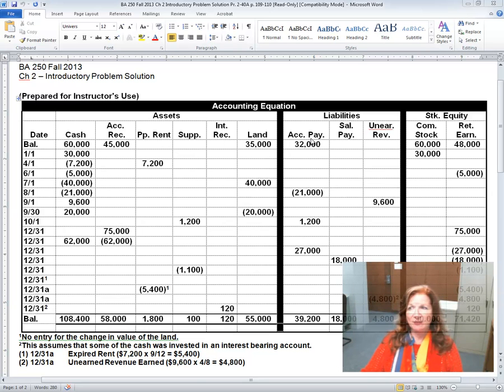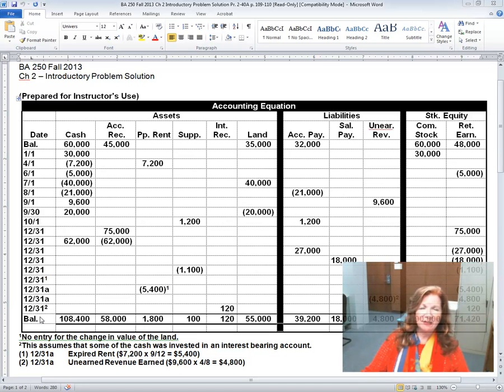Under liabilities, we have accounts payable, salaries payable, and unearned revenues. We have no long-term liabilities. And then under stockholders' equity, we have the contributed capital in common stock, and we have the retained earnings, the earned capital, which is showing in retained earnings. At this time, expenses are still reductions of retained earnings, and revenues are increases or positive signs in retained earnings.